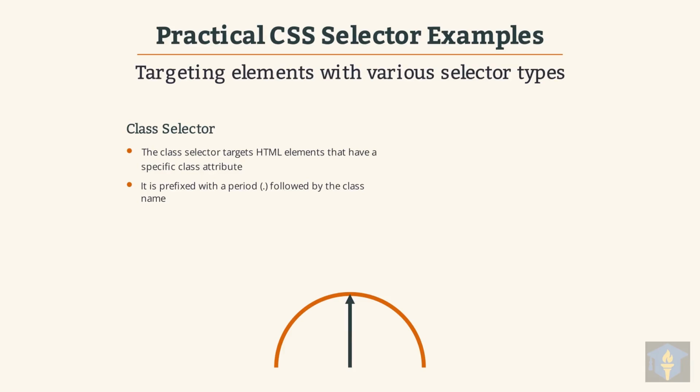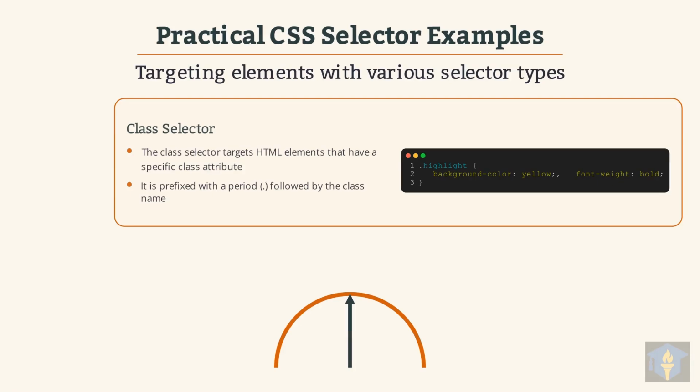The class selector targets HTML elements possessing a specific class attribute, identified by a period or dot, followed by the class name. This code snippet shows how to define styles for elements with the highlight class, setting their background color to yellow and making the font bold.